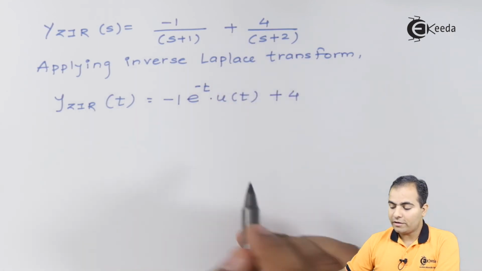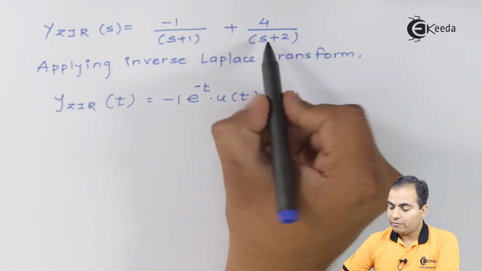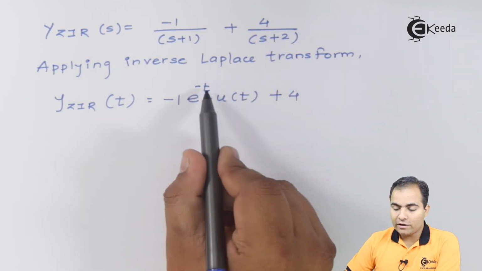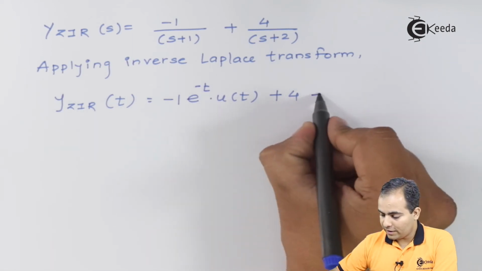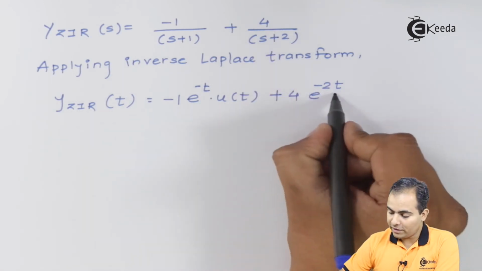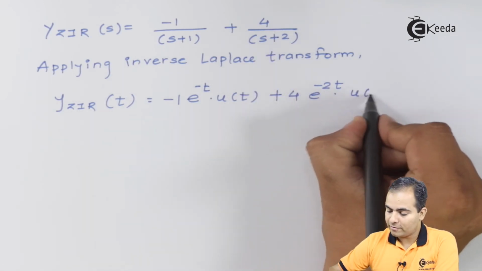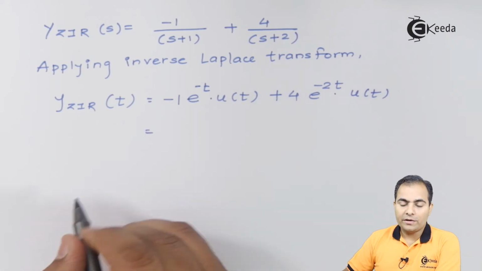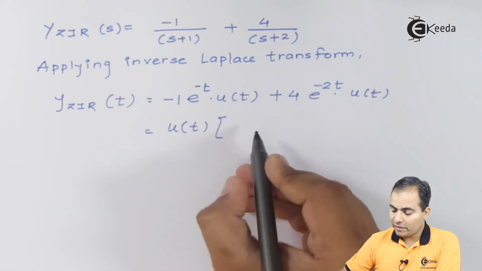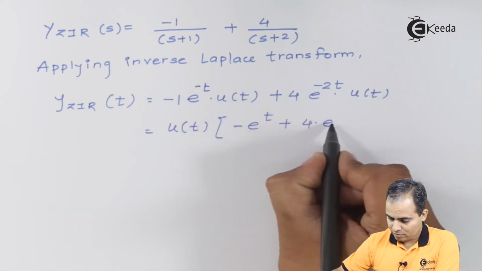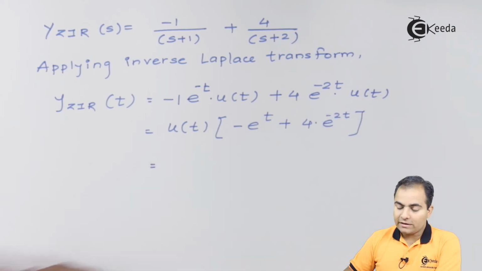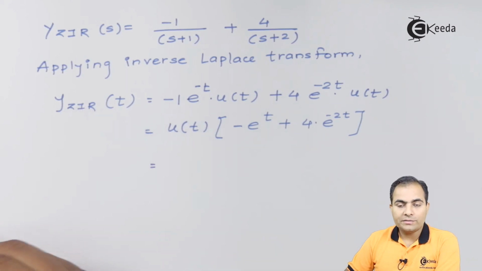Now from next part, I'll take 4 common because it's a constant part. Now what we have? 1 upon s plus 2. Again this s is shifted by plus 2. Then of course we'll multiply this t value by opposite sign value of plus 2. And it is minus 2t. Now what is remaining? 1 by s, and 1 by s inverse is unit step once again. Now you can take unit step common, or you can u of t common. So what is remaining? Minus of e to the power minus t and plus 4 e to the power minus 2t. And this is nothing but our zero input response.